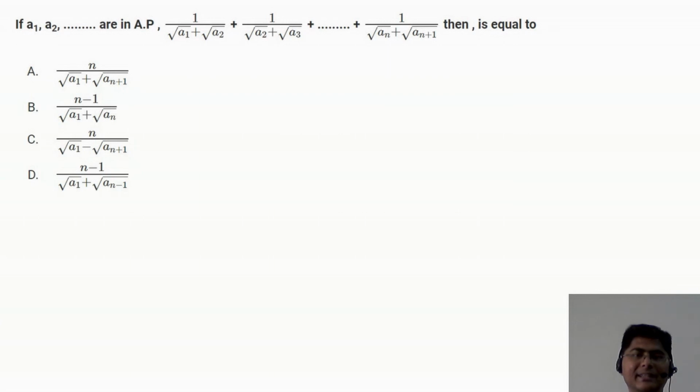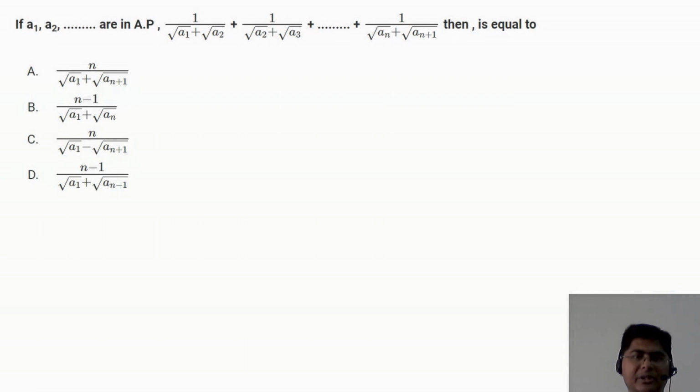As you can see this, A: n divided by (root A1 plus root A(n+1)). Then second option is B: n minus 1 divided by (root A1 plus root An).